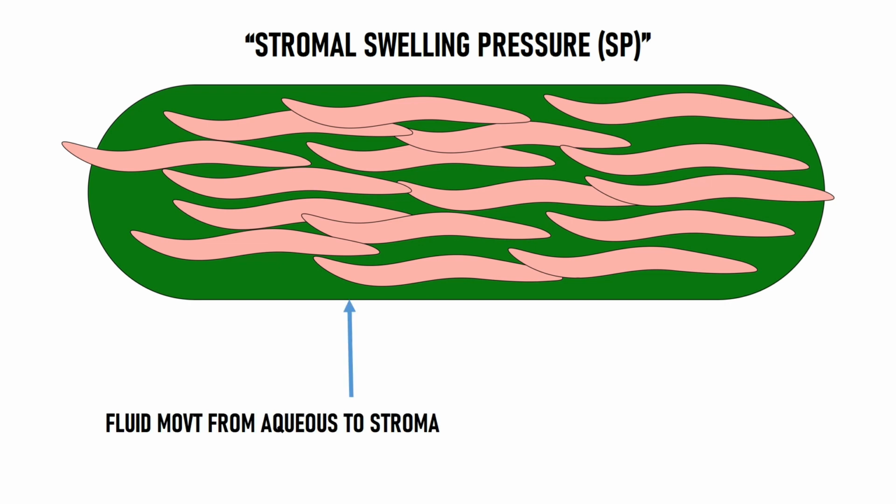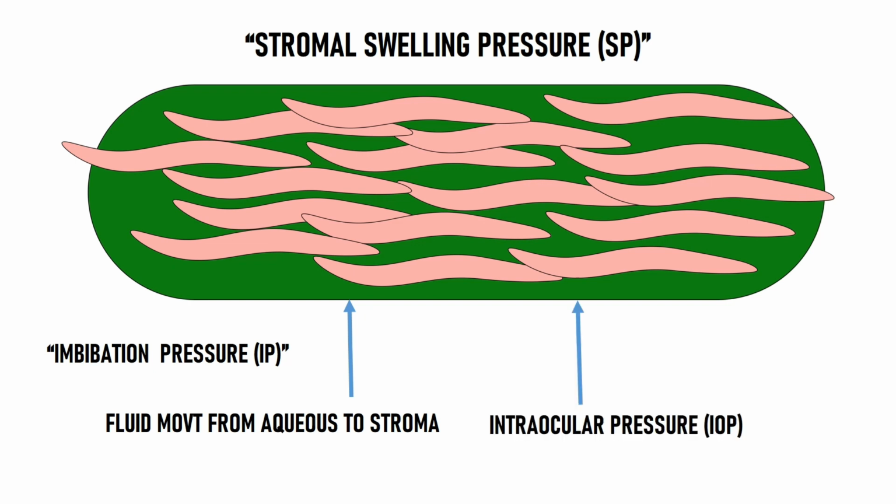And the pressure with which the fluid moves into the stroma from the aqueous is called the imbibition pressure or IP. Now if we think about it, the stromal swelling pressure and the imbibition pressure should be equal, because the pressure with which the fluid moves into the stroma, that is the imbibition pressure, should be the same as the pressure that is present inside the stroma, which is the swelling pressure. But in reality, there is a third pressure at play here, which is the good old intraocular pressure. The intraocular pressure presses against the stroma, working against the stromal swelling pressure, trying to wring fluid out of it.